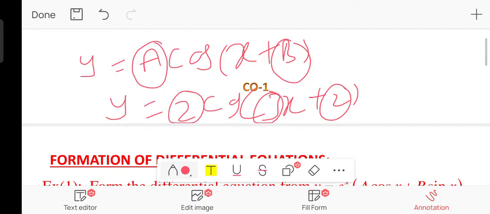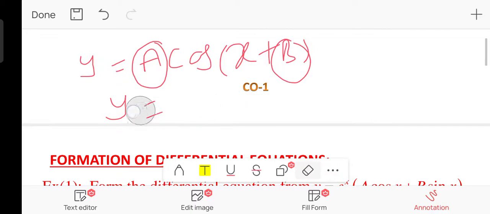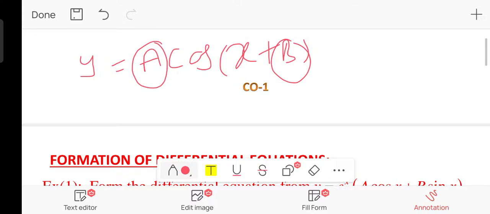Okay students, so here for example, y equal to a cos of x plus b is the given solution to us. Then we have to form a differential equation corresponding to the given solution. So what we have to do, step number 1 is first identify how many arbitrary constants are there in the given equation.